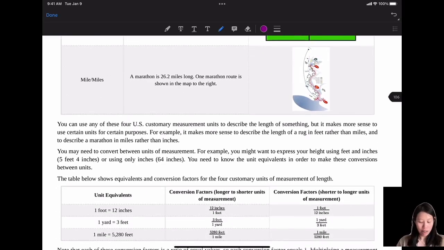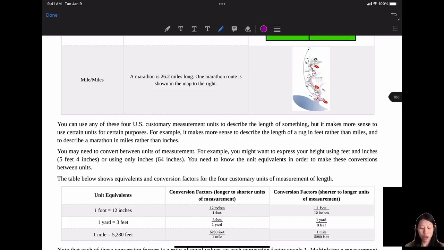So here it says, you can use any of these measurement units to describe the length of something, but it just makes more sense to use certain units for certain purposes. Just like what I'm saying, you don't try to measure how many inches from Olympia to Seattle, right?